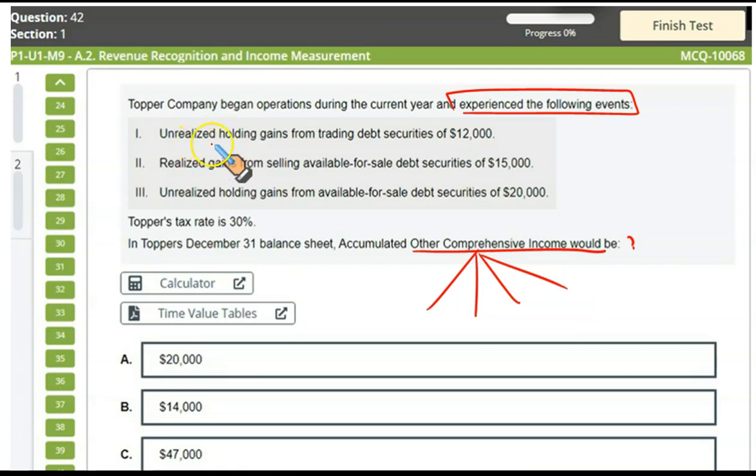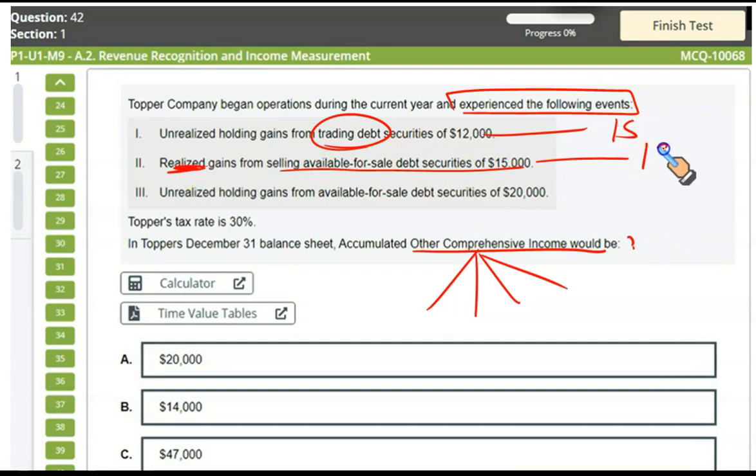So it says unrealized holding gain from trading debt. Wrong. This goes to income statement, not in OCI. Realized gain from selling available for sale security. Realized gain even on available for sale debt security. Realized, it goes to income statement. We know that in detail. We've done it many times.